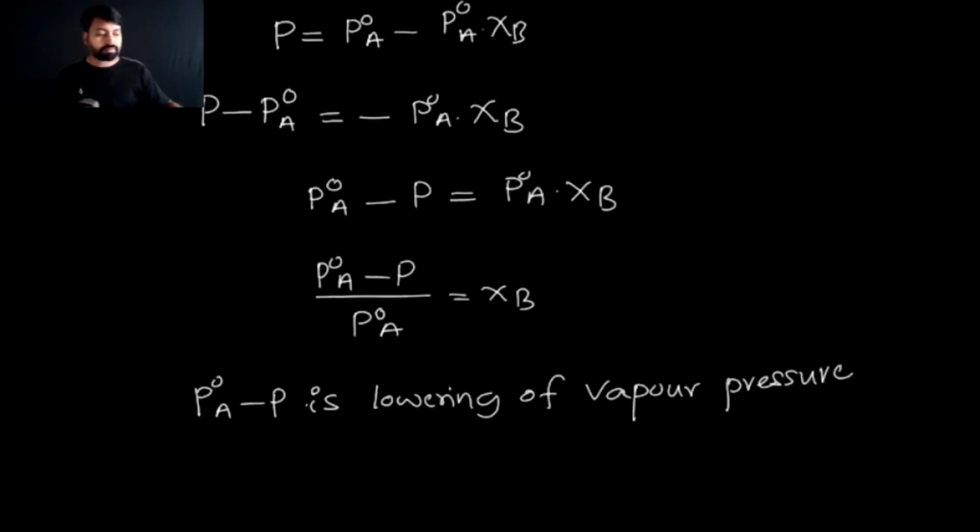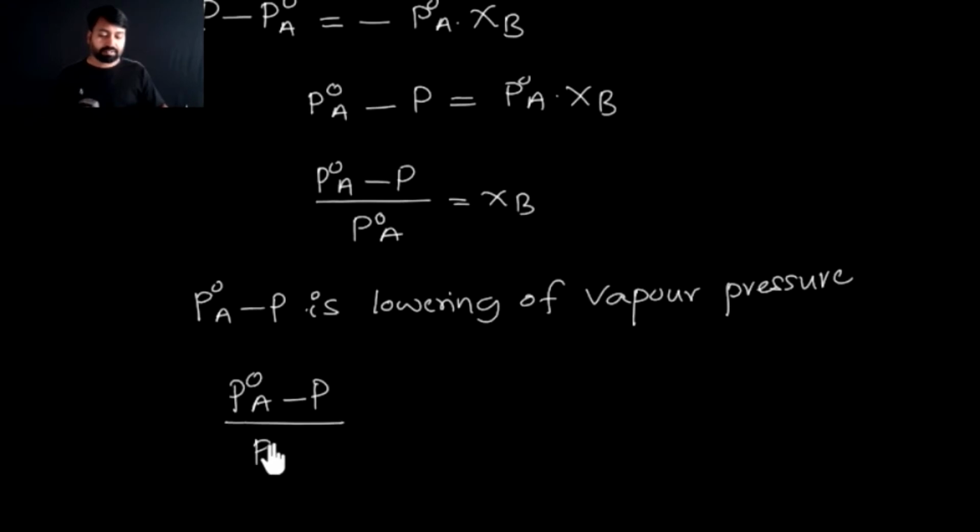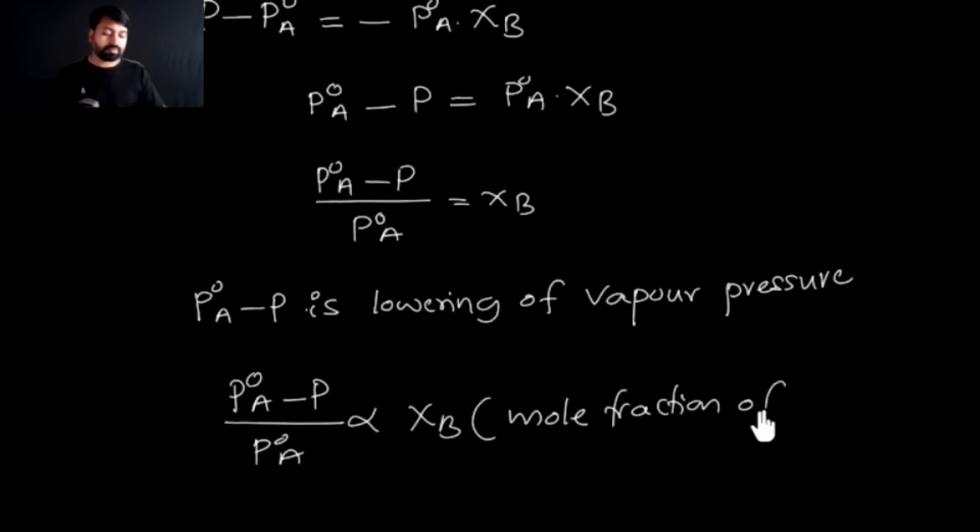Now we have to compare with the initial value. So we have the term P naught of A minus P divided by P naught of A. The numerator is the lowering of vapor pressure, and we are comparing it with the initial value, that is the vapor pressure of the pure liquid, and that is directly related to the mole fraction of solute. Let me write once again to make it clear: it is the mole fraction of solute.